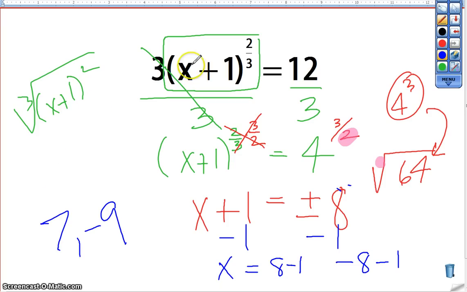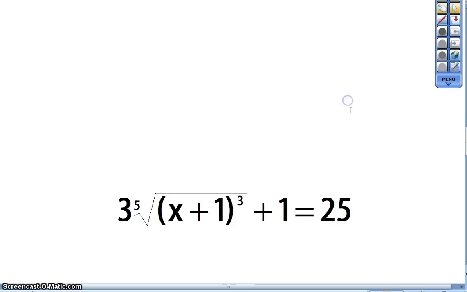When you put the 7 in, 7 plus 1 is 8. Use your calculator. Go 8 to the 2/3, times it by 3, and you get out 12. Same thing with negative 9. Negative 9 plus 1 is negative 8. Put in negative 8 to the 2/3. Use your fraction key and use your parentheses. You get out 4 times 3 is 12. You can't go wrong on these guys. Check them. You can't miss them.